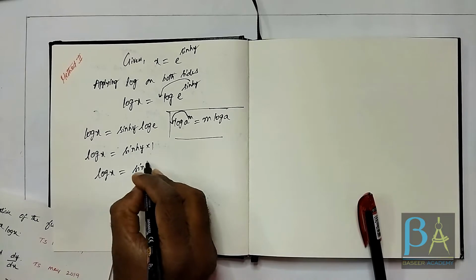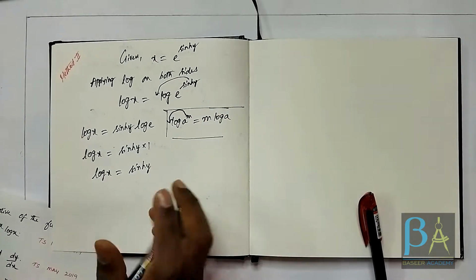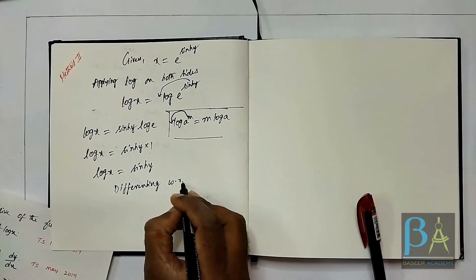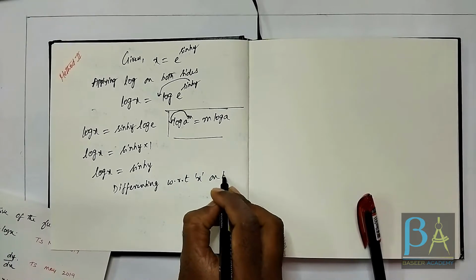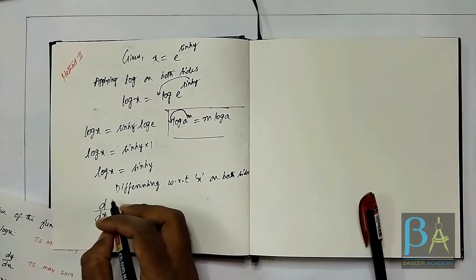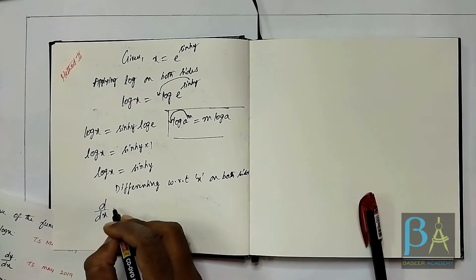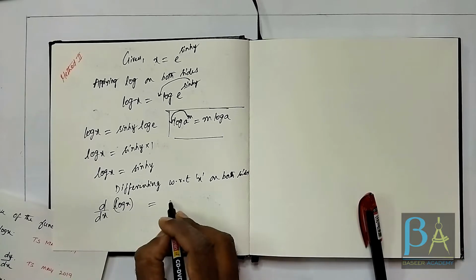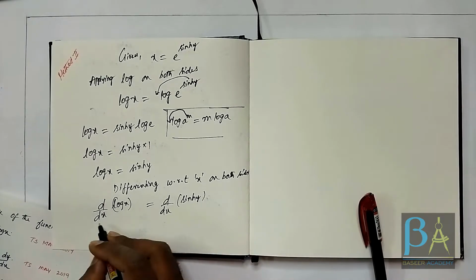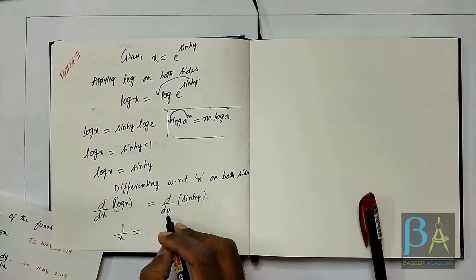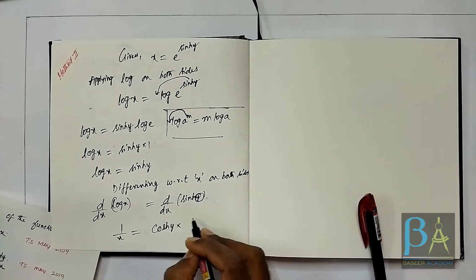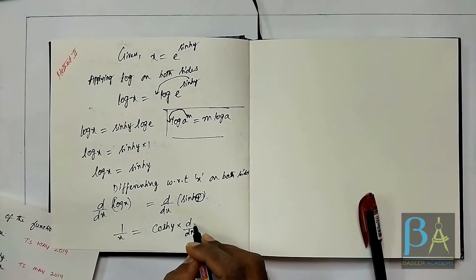Now that we have simplified this to an extent, we can start differentiating this. Differentiating with respect to x on both sides. I'm differentiating the left hand side with respect to x. The left hand side is log x, and I'm differentiating the right hand side, which is sine hy, with respect to x. D by dx of log x is 1 by x. D by dx of sine hy is cos hy, and as per the chain rule, you have to differentiate y as well.